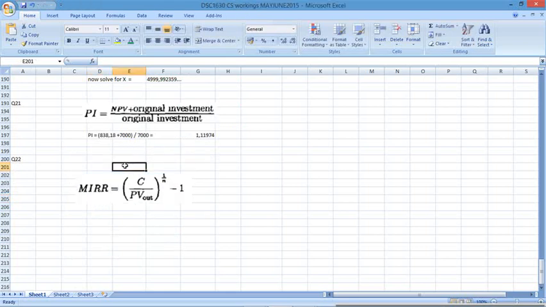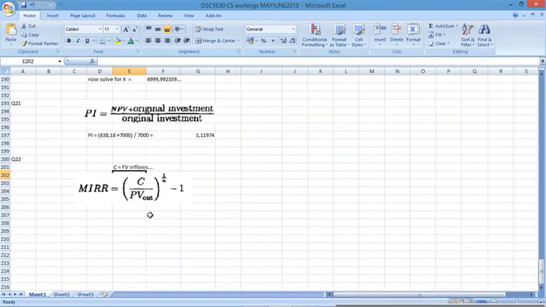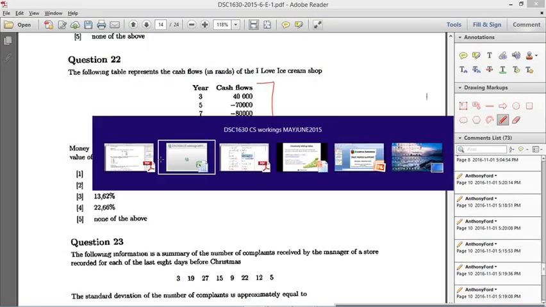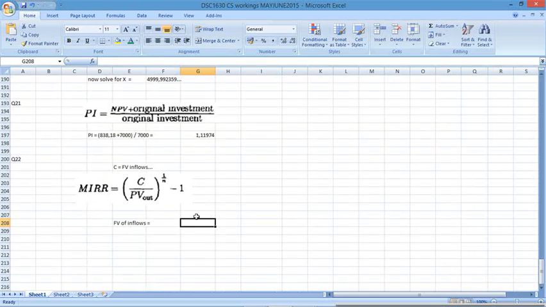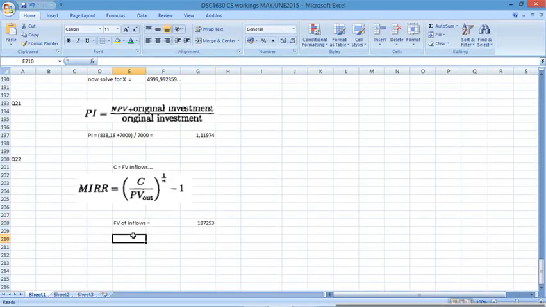Remember, the C stands for the future value of your inflows. Okay, so do I have that? Yes, I do. That's given in the question. Okay, so future values of the inflows was given in the question as, there's the amounts. Okay, I need the present value of the outflows. Alright, so that's the question that I need to obviously answer.